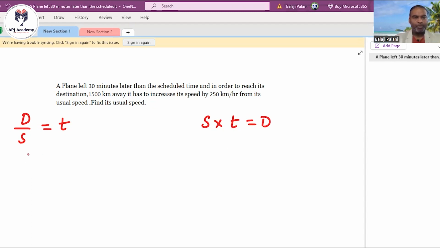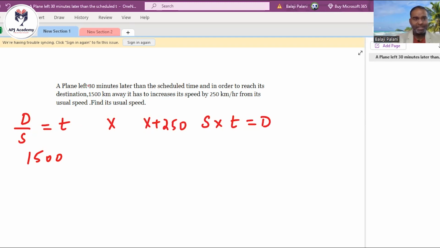So first thing is 1500 is the distance and the speed taken by the plane is not known, so we are going to have that as x. Speed வந்து x னு வச்சுக்கலாம், and there is another speed given, increased speed, which is 250 kilometers more. So x plus 250 is the new speed or the increased speed னு சொல்லலாம். Now distance by speed னு சொல்றனால we will have 1500 divided by the speed.